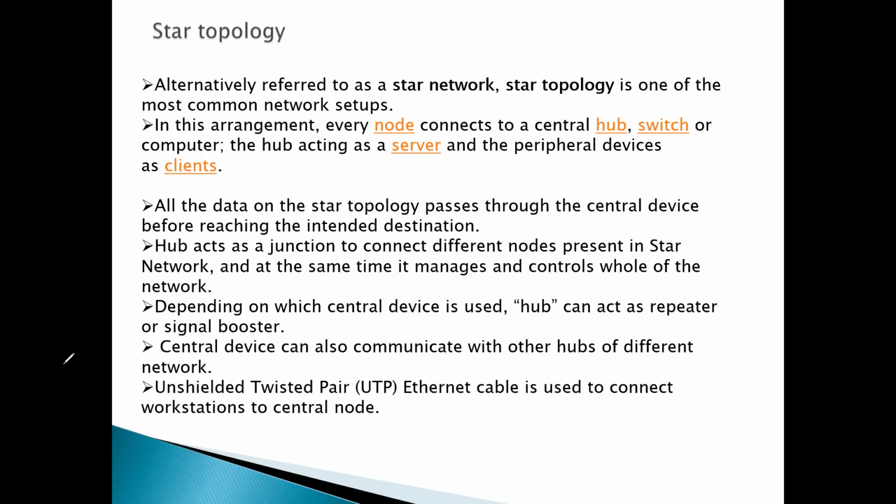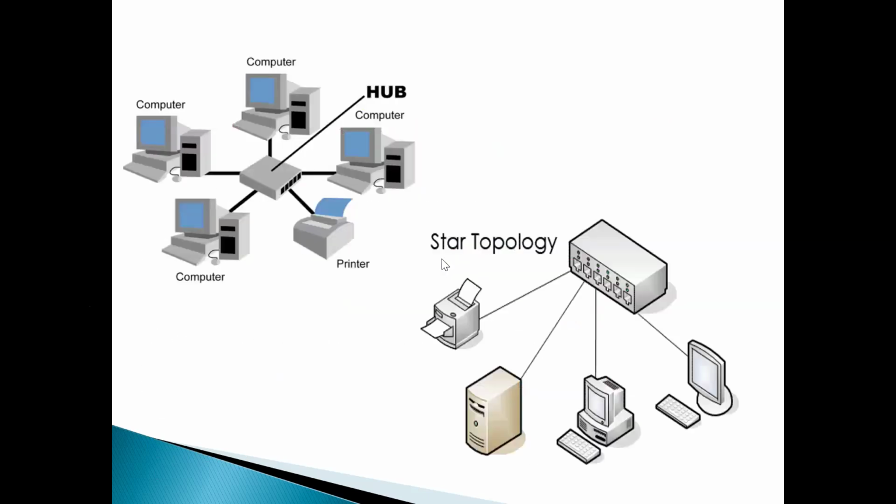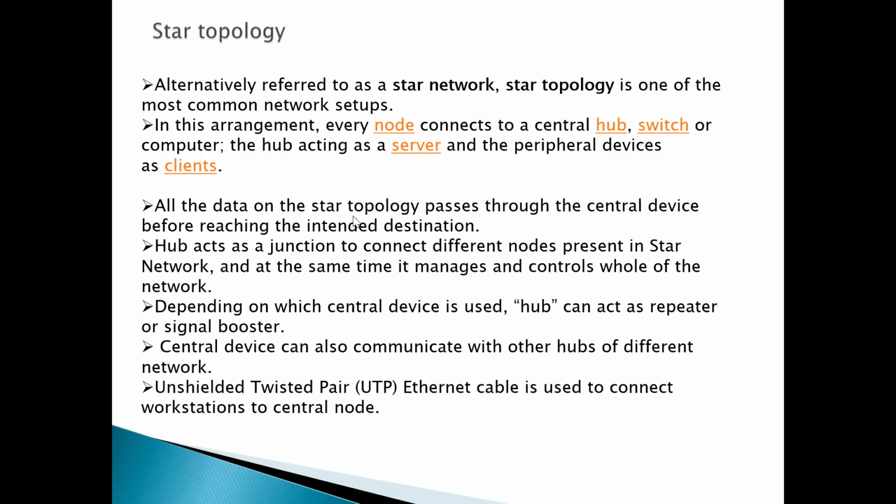Unshielded twisted pair, UTP Ethernet cable, is used to connect a workstation to the central node. As I have shown you, this is a UTP cable. This is basically unshielded twisted pair cable, normally used in star topology, so that there is no collision. Okay, just go through this one.